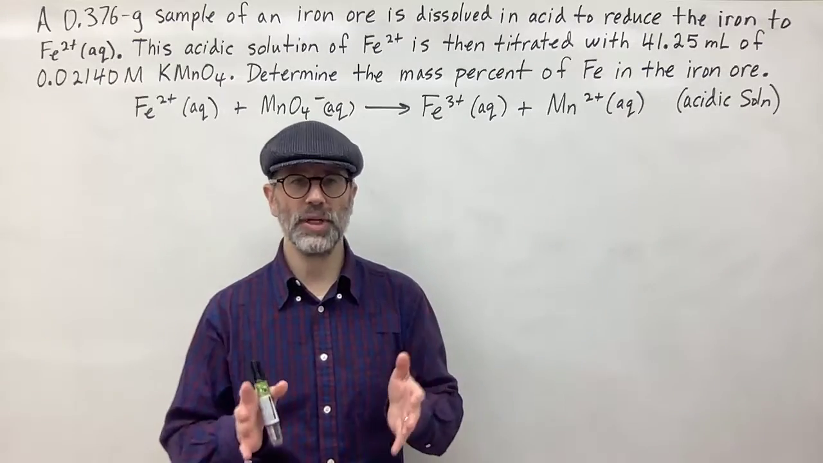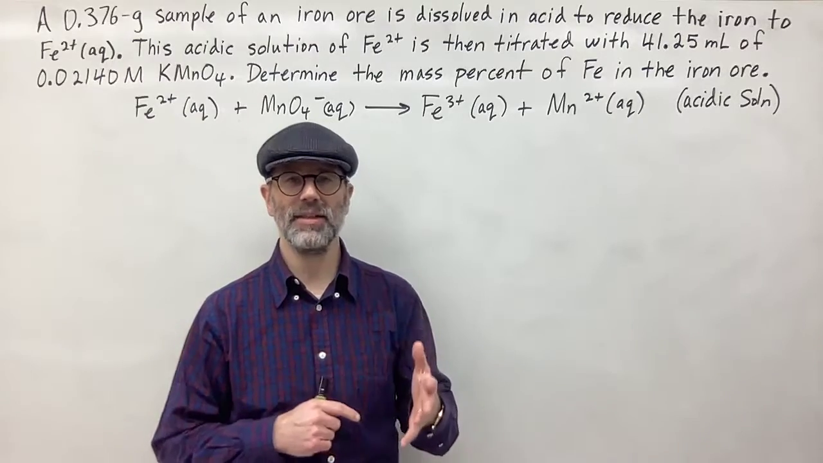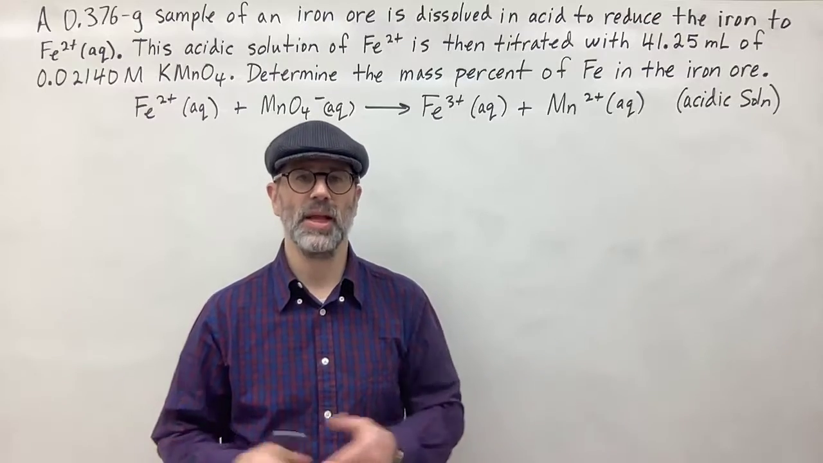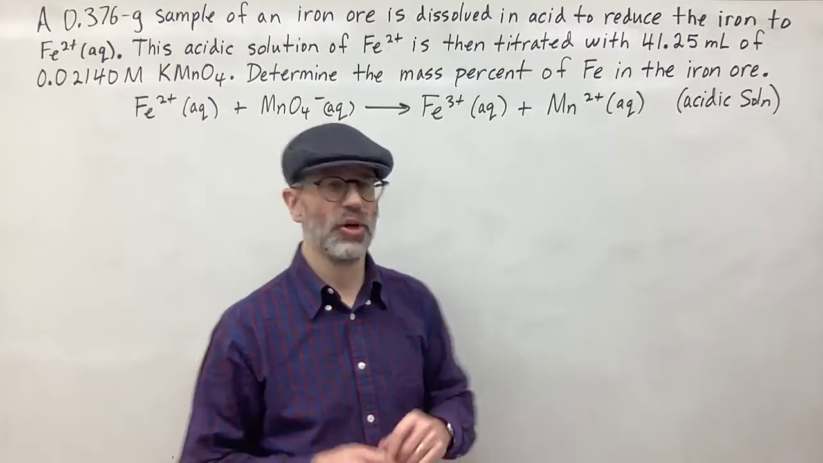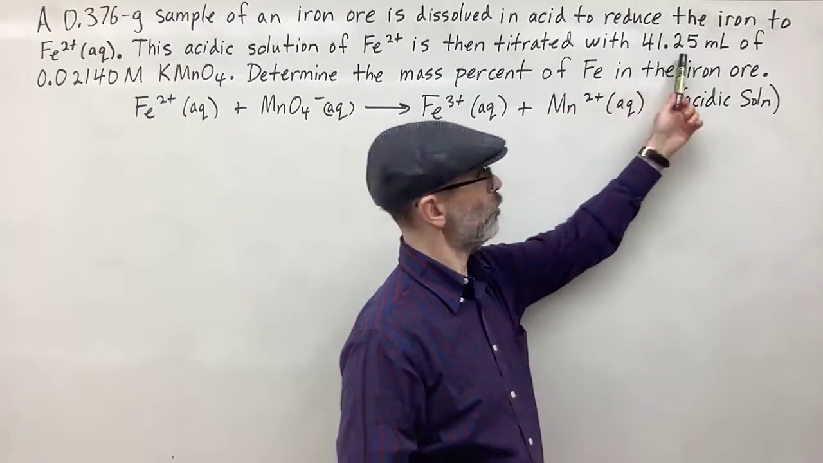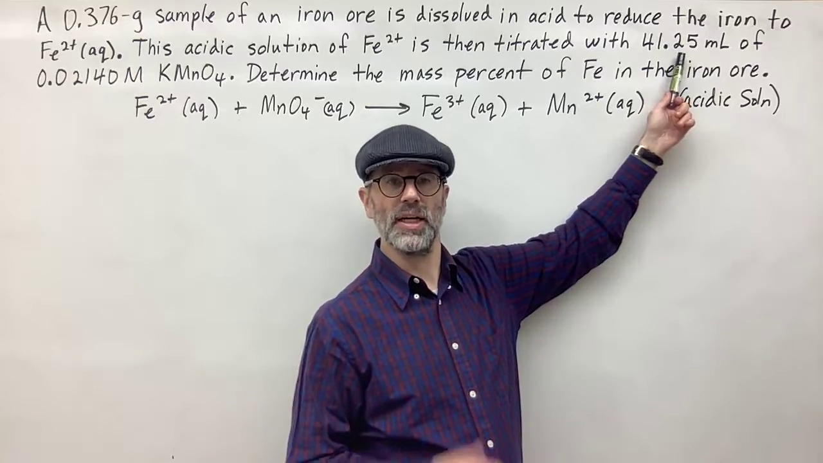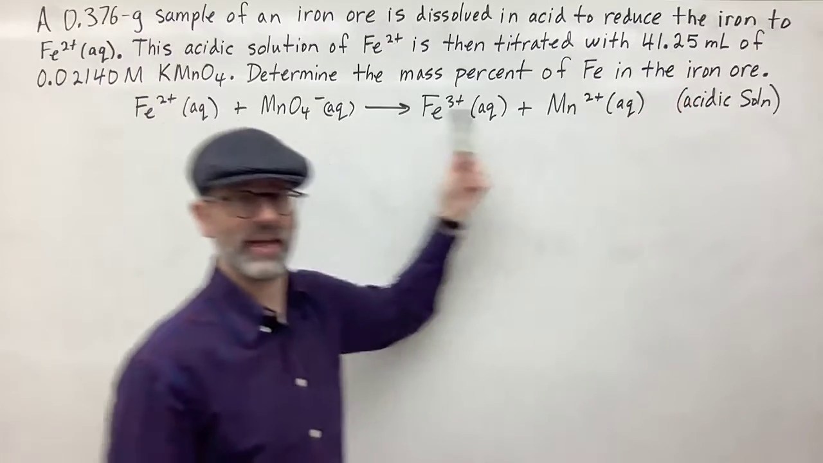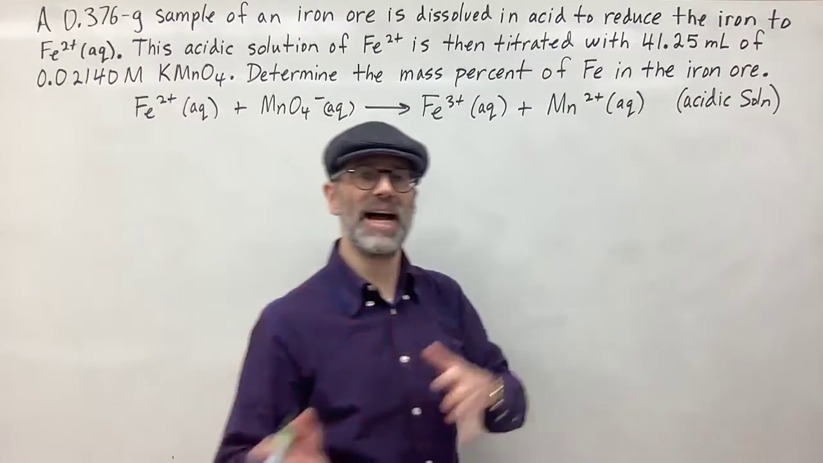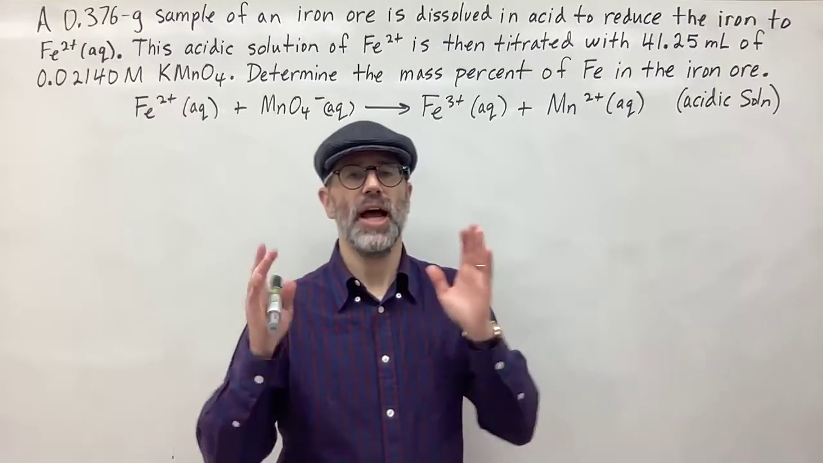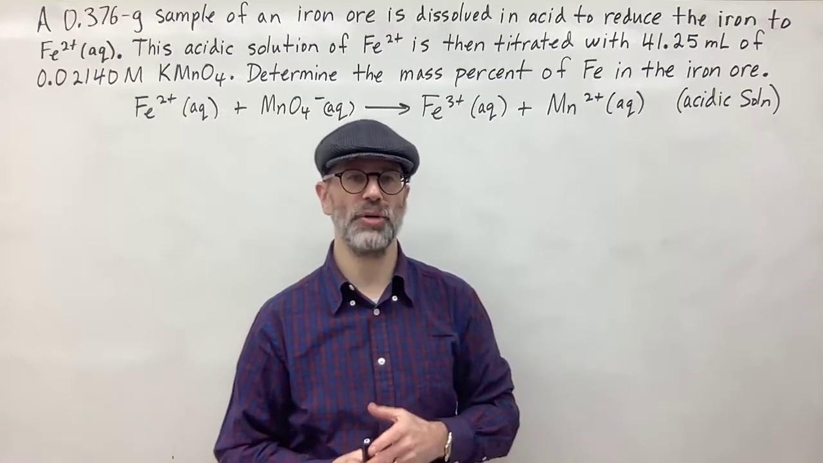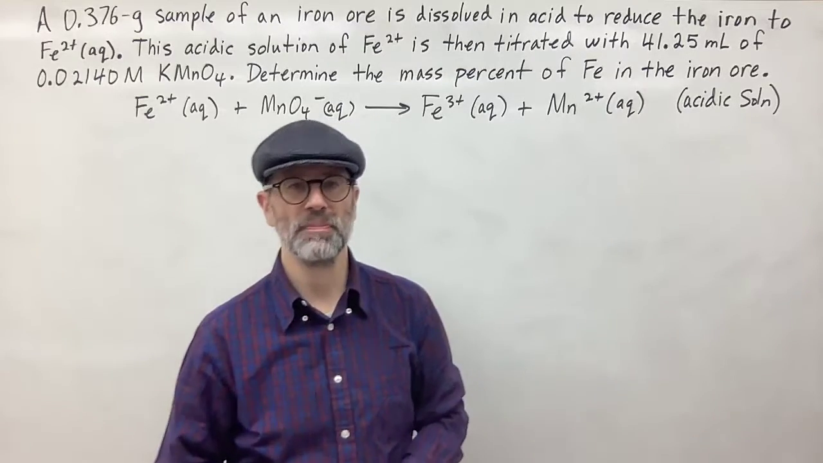So the first thing we need to do in order to find the answer to this question is we need a balanced redox reaction, because they're giving us the volume and the molarity of one substance, KMnO4, and they want us to find the mass of a different substance. Anytime you need to go from one substance to another substance, you need to use a mole ratio. So that's what we need the balanced equation for.